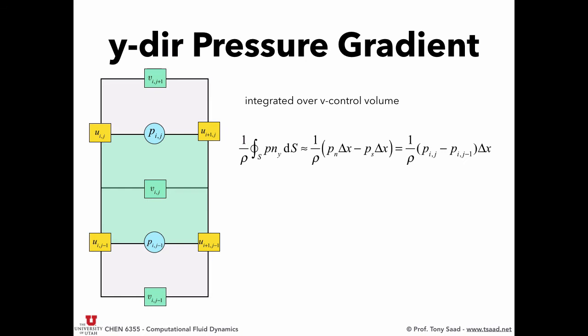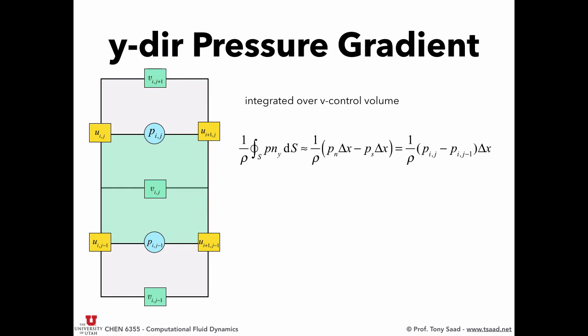Think of where the resulting quantity is going to live. Okay, and you can't mix apples and oranges. You're doing the U equation, the X momentum equation. All quantities better live in the U control volume, okay? All right. What are we left with?